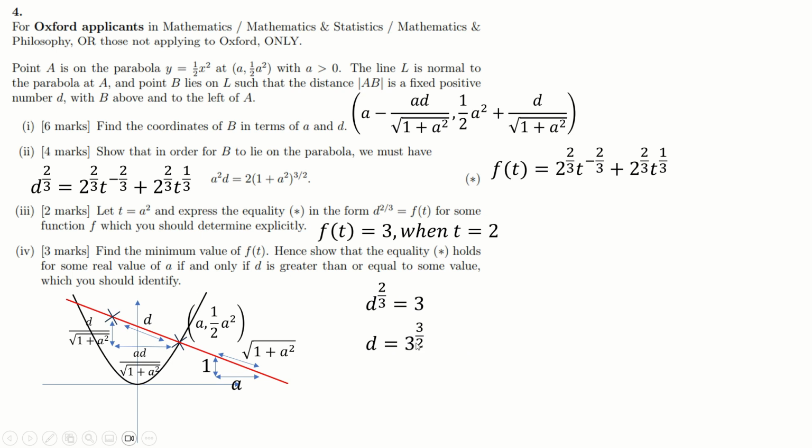And this, I guess, is the root of 3 cubed, which is root 3 times root 3 times root 3, is 3 root 3, I guess, but I couldn't be bothered to write that.